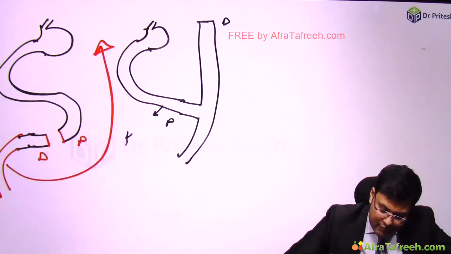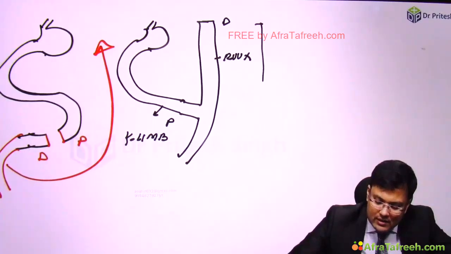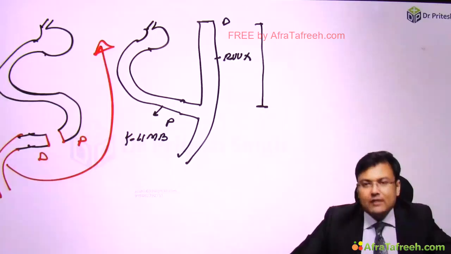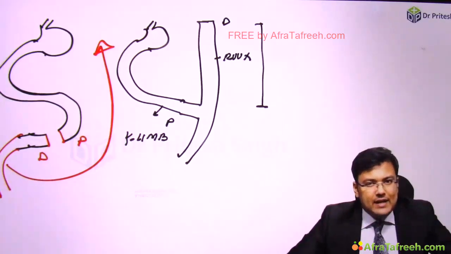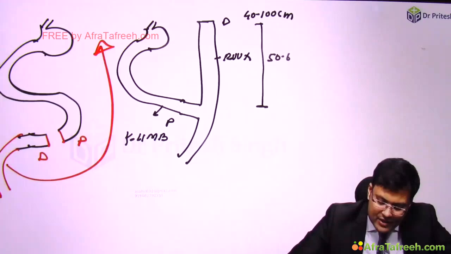This is looking like Y. So this is the Y limb and this is the free limb. That's the Roux limb. What's the distance or length of this Roux limb? It can vary from 40 to 100 centimeter. On an average, it's 50 to 60 centimeter.